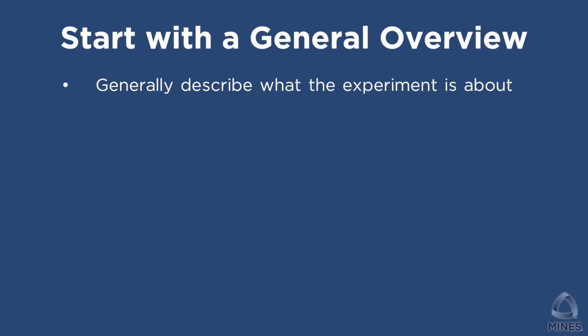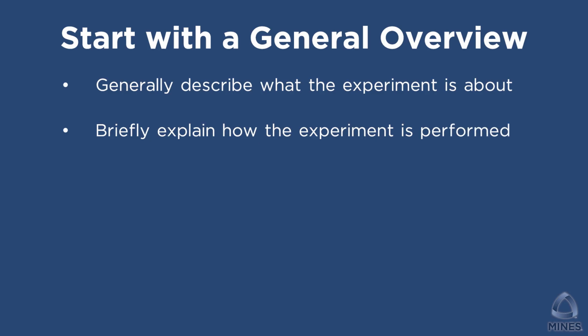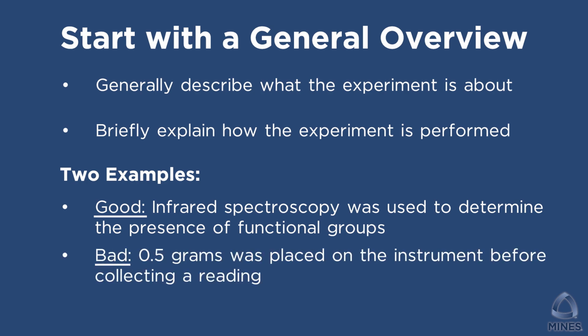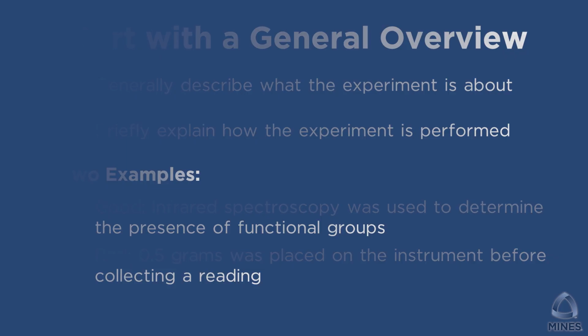Introductions typically start by generally describing what the experiment is about in one or two sentences. This leads into a brief explanation of how the experiment is performed and a description of main techniques and instrumentation that were employed. For example, the explanation could include that infrared spectroscopy was used to determine the presence of certain functional groups, but not that 0.5 grams was placed on the instrument before collecting a reading. This explanation should not be step-by-step or include specific details.